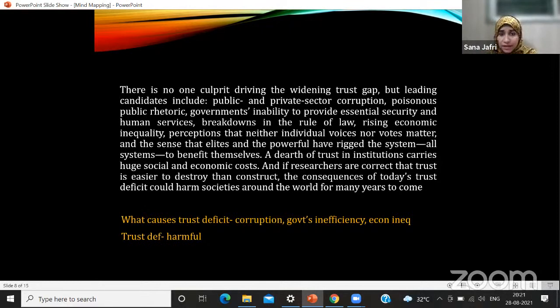Okay. Government's inability to provide essential security and human services. वही government अच्छे से, अब ये चीजें जो है ना, सच बताऊं, you are supposed to skim. तेजी से नजर मारो, जल्दी जल्दी, क्योंकि हम उसको रिलेट कर रहे हैं, हम कनेक्ट कर रहे हैं. हमें वो पहले बता चुका है, already told us what kind of countries are plagued with such a problem. We already know about that, right? So in countries where there's corruption, where there is public rhetoric, okay, fine, there's no law, fine, or breakdown in law, economic problems, inequalities, individual voices or votes don't matter, how relatable it is. Elites and powerful have rigged the system, all systems to benefit themselves. Quite relatable. That's what I said.